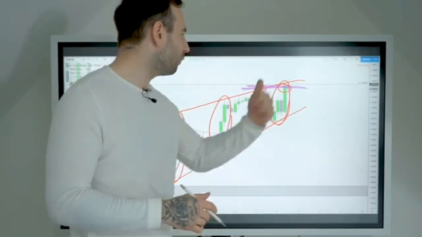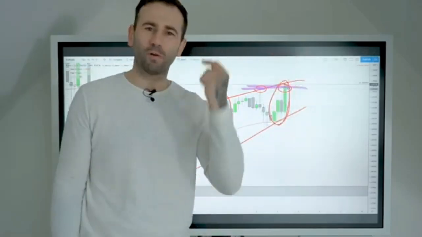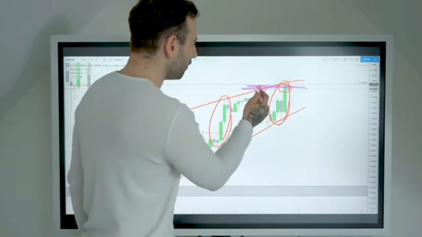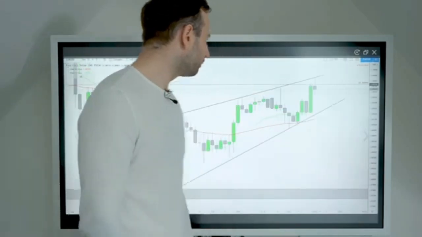We've got the daily 50 EMA, confluence 1. We've got the 3 pushes, confluence 2. We've got the top of the wedge being tested, confluence 3. We've also got this high as well, which is showing us a little bit of a double top. So let's take a closer look now.